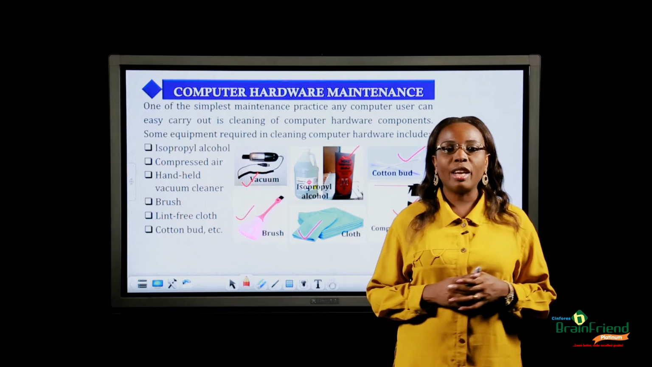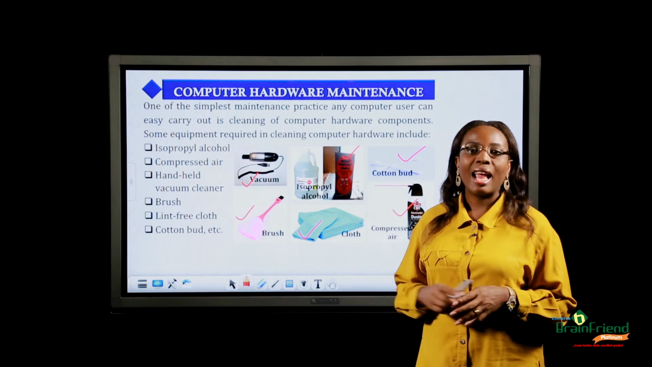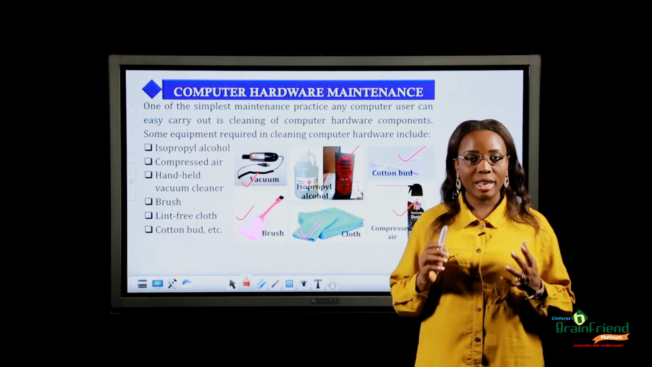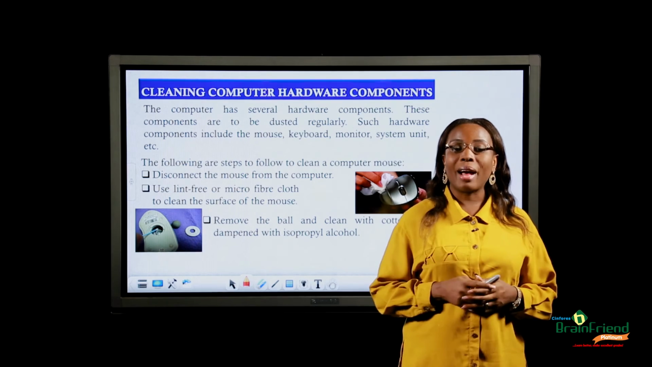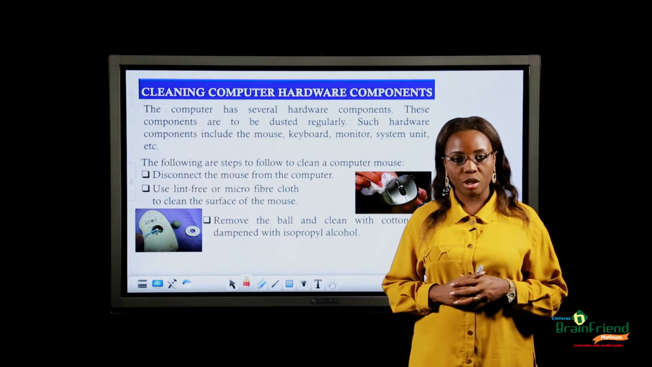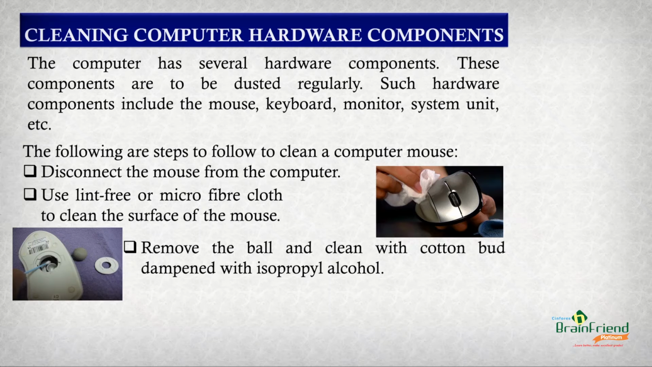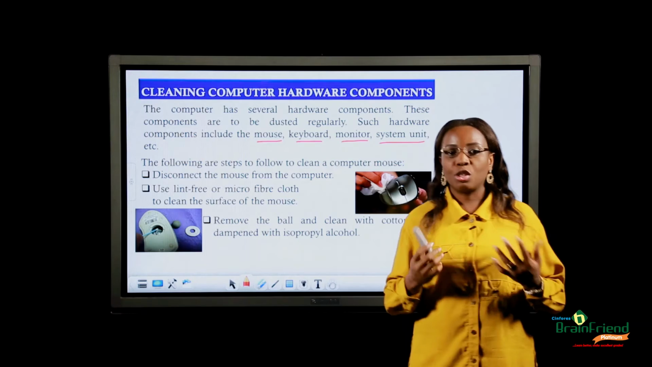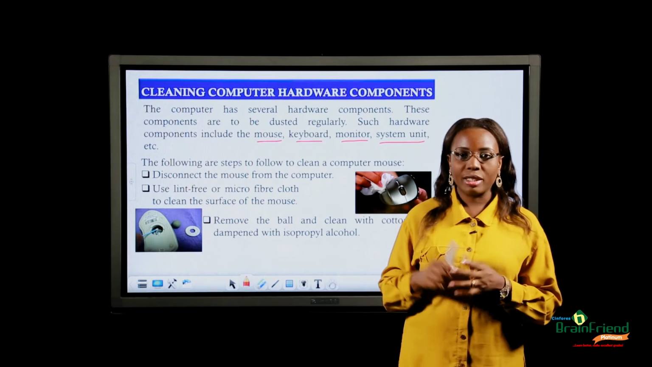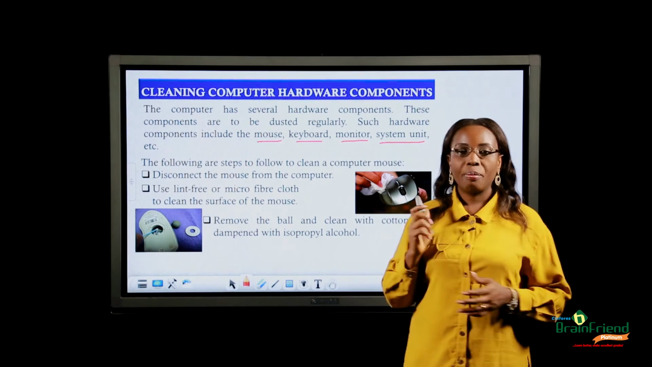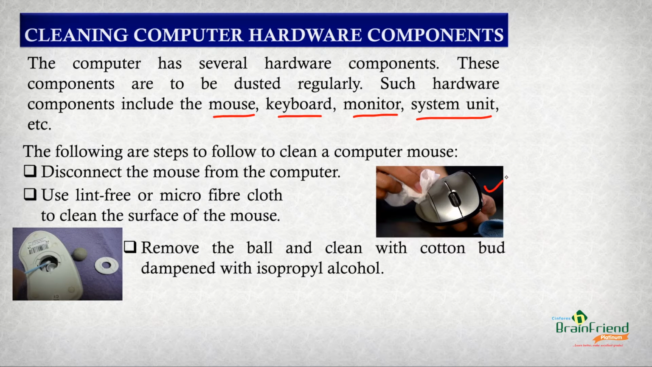So let's proceed by looking at different computer hardware components and how we can use these different equipment to clean them. Remember, the computer hardware refers to the parts of the computer that we can see and touch. For example, we have the mouse, the keyboard, the monitor, system unit, printers, scanners, and so on. And so we're going to look at how we can use those different equipments to clean these different computer hardware components. Beginning with the mouse, which is this handheld device.